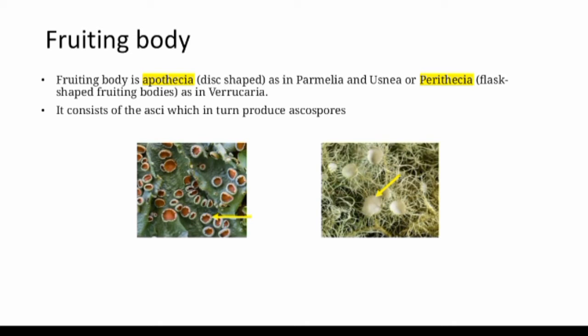The fruiting body called apothecium. The fruiting body in lichen is called apothecia or perithecia. Apothecia are disc-shaped in ascolichens and perithecia are flask-shaped fruiting bodies. It consists of asci, which in turn produce the ascospores.